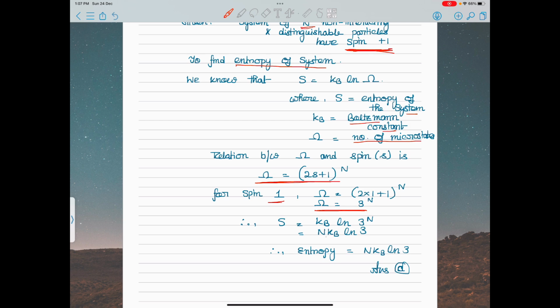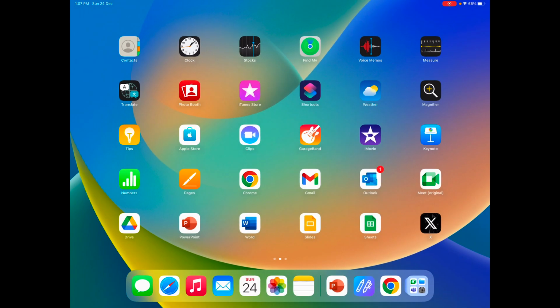Now that becomes n Kb log 3, because 3 to the power n, this is a property of logarithm that when you have a power in a power, then that power comes as a product. So n Kb log 3 will be my answer for this particular question, which is nothing but the entropy of the system. So entropy comes out to be n Kb log 3. So the correct option is D. N Kb log 3 is the correct option for this particular question.